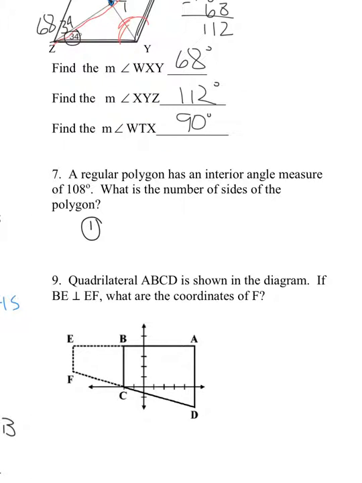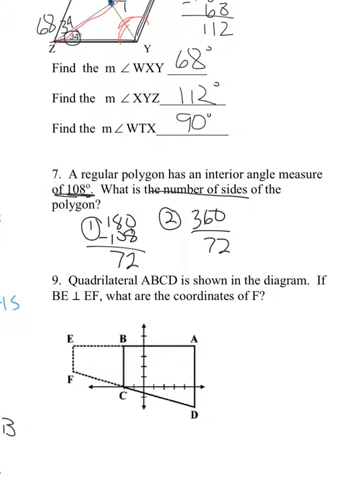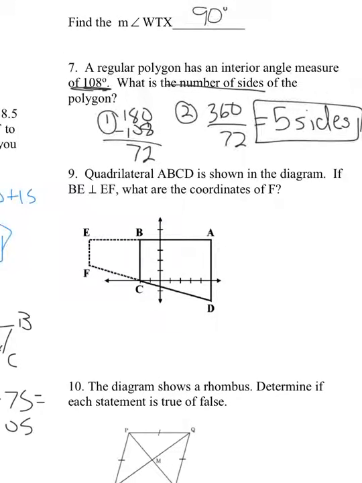So if you're given an interior angle measure and asked to find the number of sides, it's 2 steps. Step 1, subtract the angle they give you from 180. 180 minus 108 is 72. Step 2, divide 360 by the answer you got from the previous part. 360 divided by 72 is 5. So this shape will have 5 sides. That's it. Much easier.